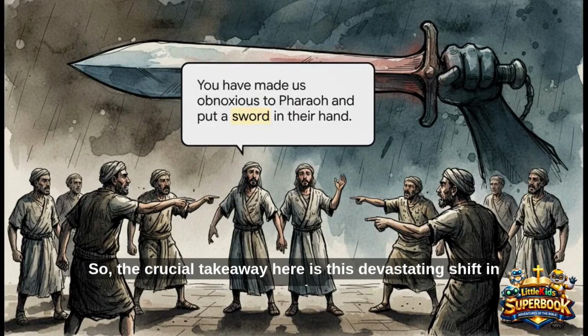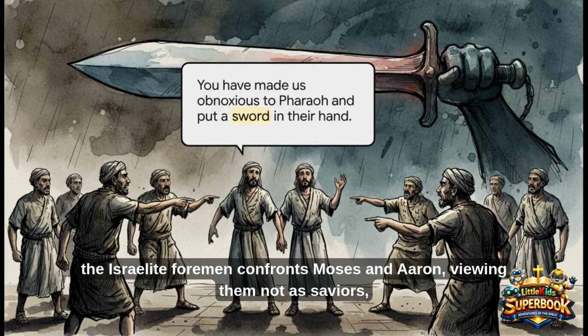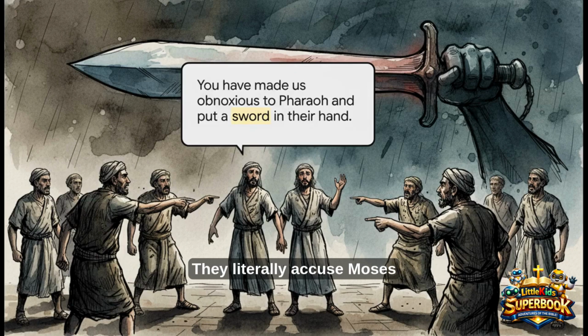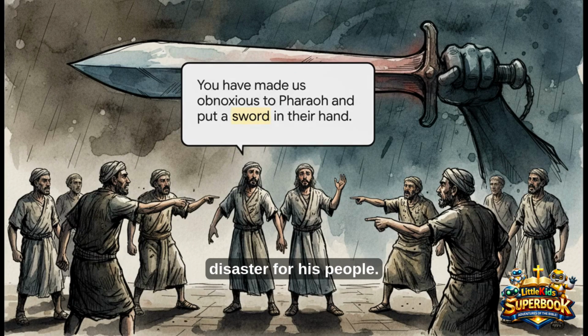So, the crucial takeaway here is this devastating shift in morale. Just days prior, the Israelites were bowing down in hopeful worship. Now, the Israelite foremen confront Moses and Aaron, viewing them not as saviors, but as the direct cause of their impending destruction. They literally accuse Moses of putting a sword in Pharaoh's hand to kill them. I mean, think about that. Moses' very first act of leadership has basically resulted in an unmitigated disaster for his people.